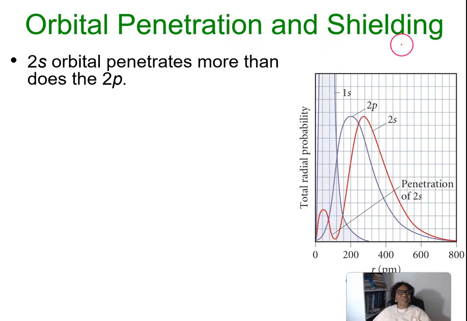Orbital penetration and shielding. 2s orbital penetrates more than the 2p. You can see them here. This is 1s, you see it here. This is 1s. This is 2p. And this is 2s. But see, 2s penetrates right inside the nucleus. That's it. 2s penetrates right inside the nucleus.